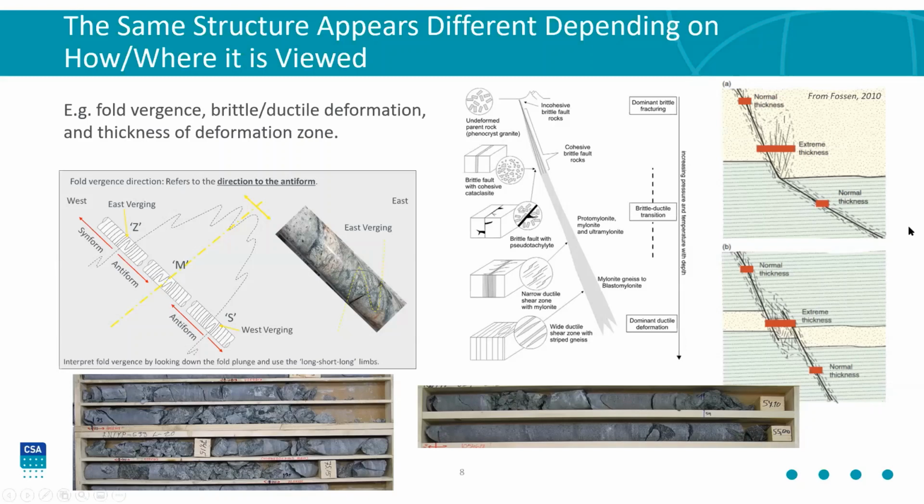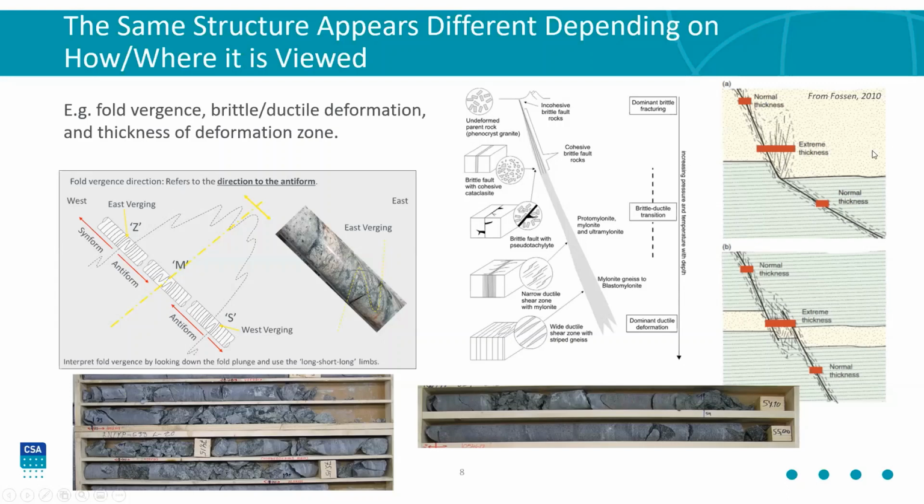Another one is the way that fault zones and their associated damage zones surrounding them can vary in thickness quite a bit depending on where you're looking at them, right? Where you get changes in orientation of faults or stepping of faults, changes in lithologies. The same structure can look quite different.